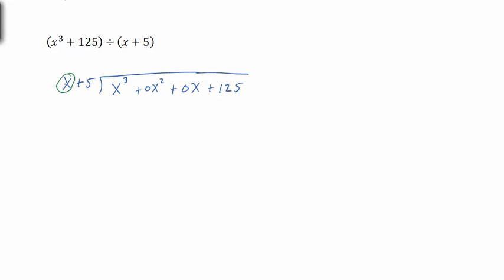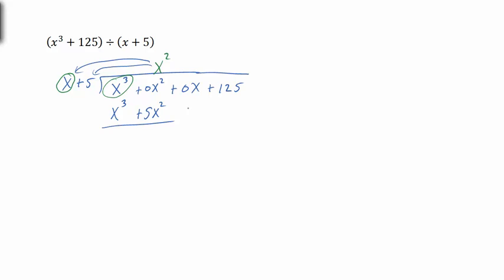What do we need to multiply the x by to get x cubed? And that would simply be x squared, because we're going to take and multiply x squared times x, and we get x cubed. And then the x squared times a 5 would be 5x squared. And if you notice, why did we put the 0x squared here as a placeholder? Because now when we multiply and we get a 5x squared, your like terms match up.